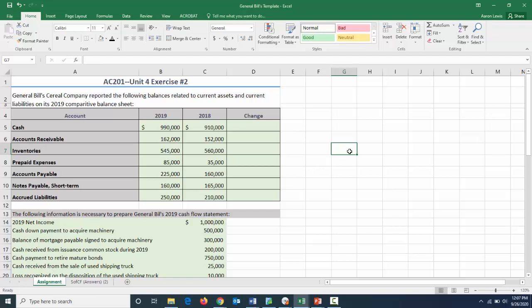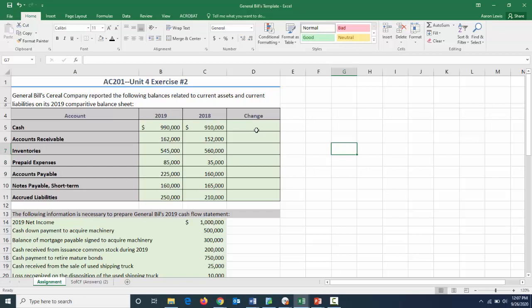Hello everyone. In this example we're going to be doing exercise number 2 from Unit 4 in AC201. We have to prepare a statement of cash flows using the indirect method for General Bill's cereal company. The first item that we're going to take care of is all of our current assets and our current liabilities, because they are going to tell us how we have to reconcile our net income to our net change in cash provided by operating activities.